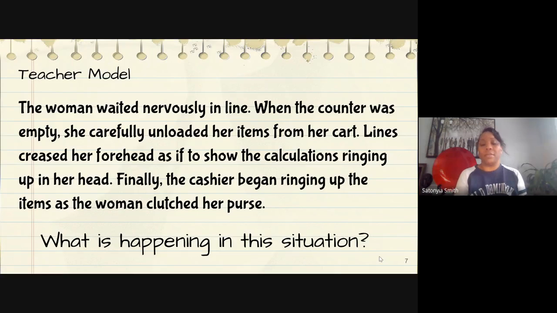So what is happening in this situation? Well, the writer doesn't come out and tell us exactly what's going on. We have to use our inferencing skills. So certain things that stand out to me is that she carefully unloaded her items from her cart. So I feel like she's at a grocery store, because I think about grocery stores being places that mostly use carts for items. Something that also stands out to me is that it says she waited nervously in line.